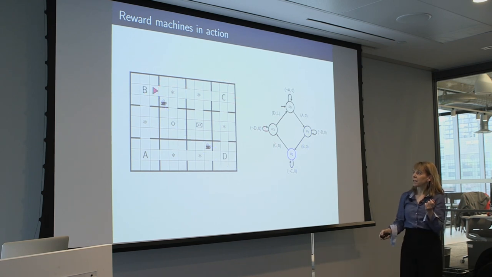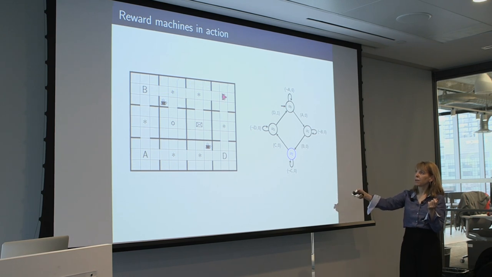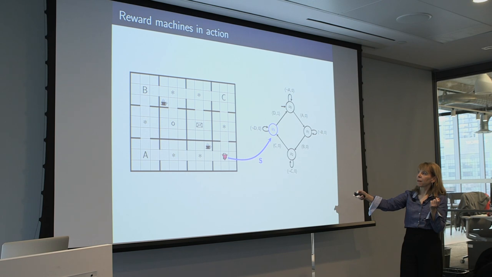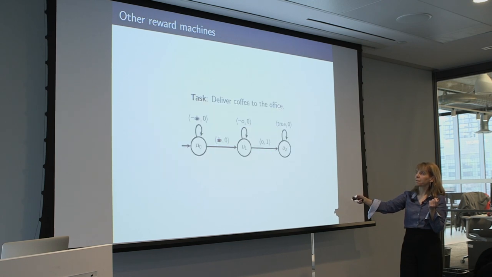Again, it stays in that state as it moves along until it finally gets to C, and again moves to C, gets again a reward of zero, and on down until it gets to D. It informs the system of its state, and it gets a reward of one.